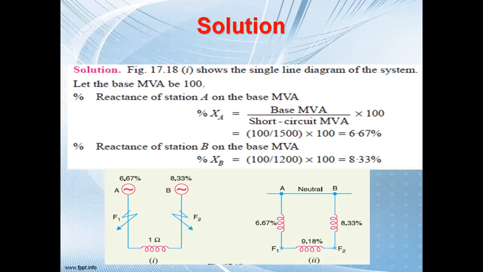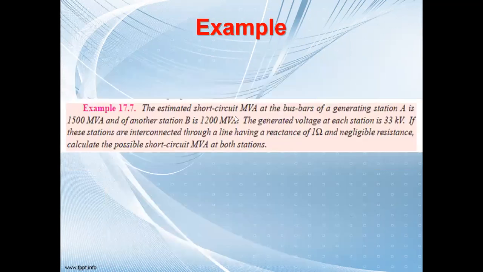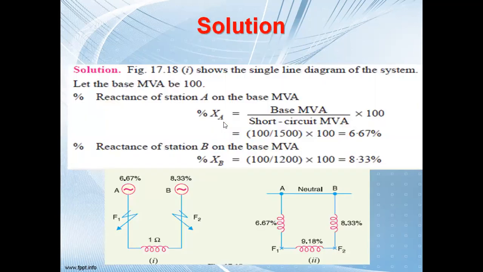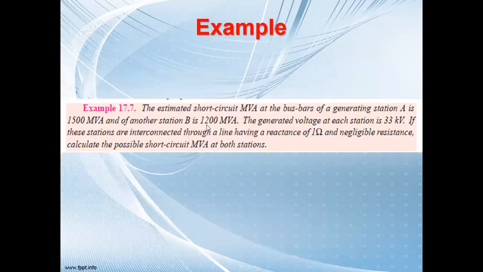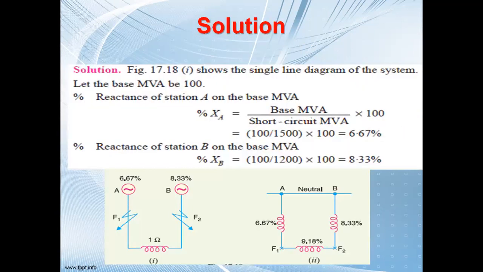Okay, fine. So in this case, we have assumed the base MVA to be 100. You can assume anything, that is not a problem. The short circuit MVA for the two stations is given: for the first station it is 1500 MVA, for the second station it is 1200 MVA. So 100 by 1500 into 100 comes to 6.67%. Similarly, for station B, the short circuit MVA is 1200, so it is 100 by 1200 into 100, which comes to 8.33%.